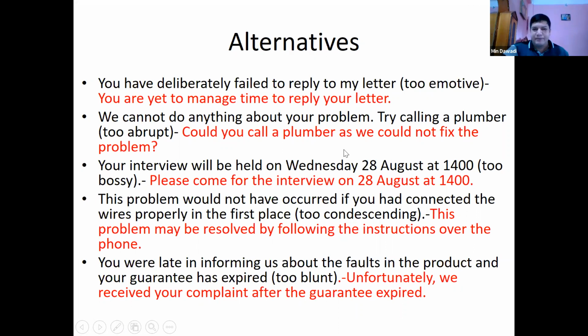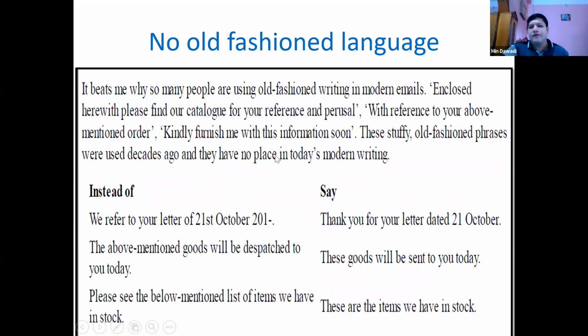Okay, these are the examples. You can just see. Okay, read in your free time. And don't use old-fashioned words in your writing. I have already told you that in business language we have to use modern language, not the old language. So better to use the language of the present days.